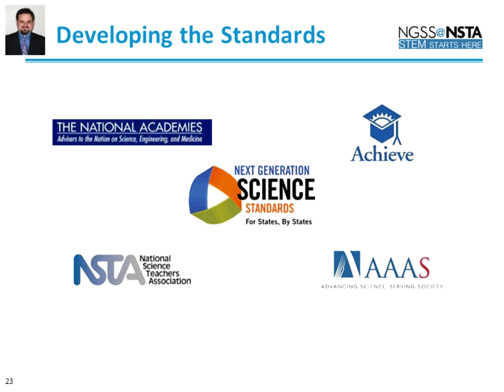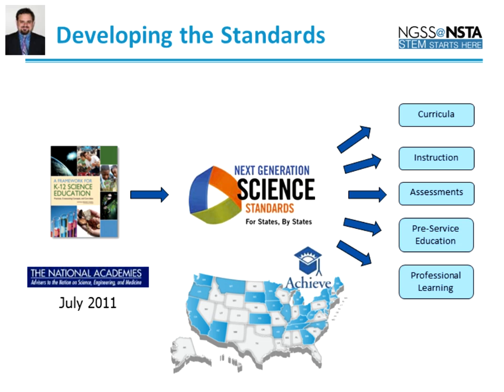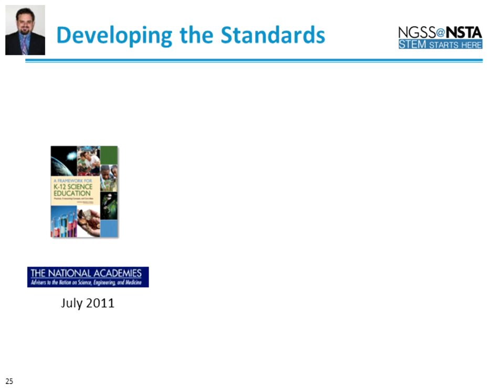NGSS, the Next Generation Science Standards, were developed by a group of 4 organizations: the National Academy of Sciences, Achieve, the American Association for the Advancement of Science, and then, my favorite and your favorite, the NSTA. The process for making NGSS involved 2 steps: first, the development of a framework for K-12 science education, and then the standards themselves. Those standards are designed to help drive curriculum, instruction, assessments, pre-service education, and professional learning. It touches upon all of those different elements.